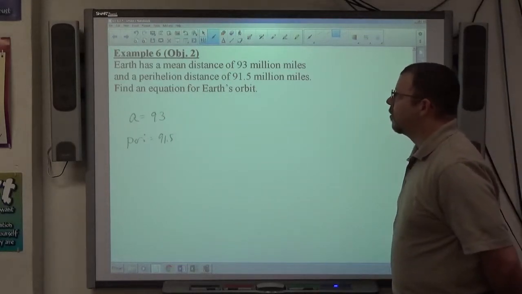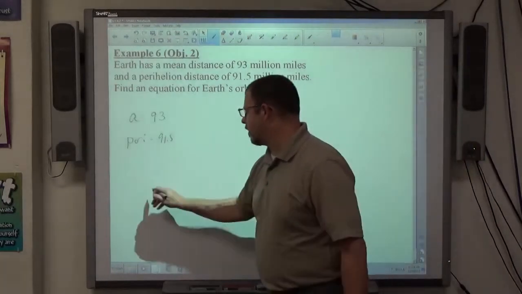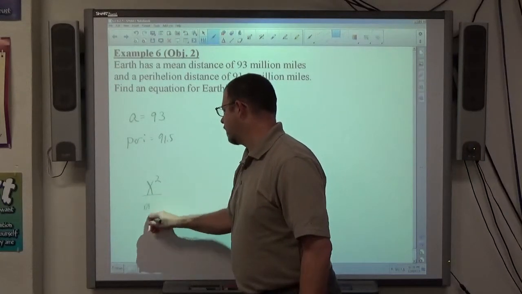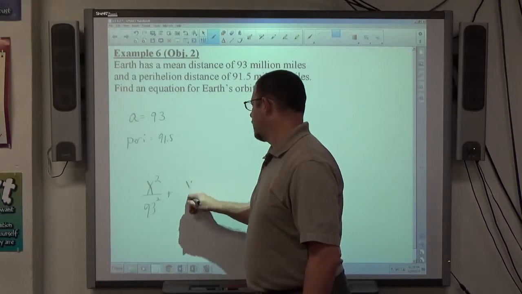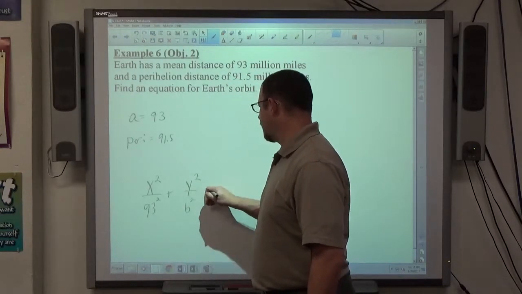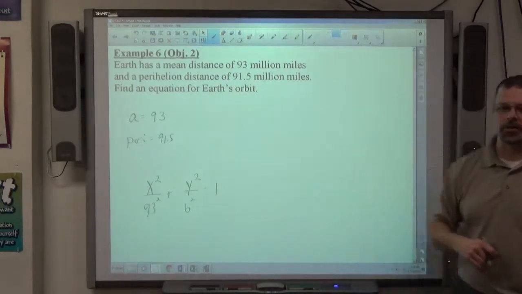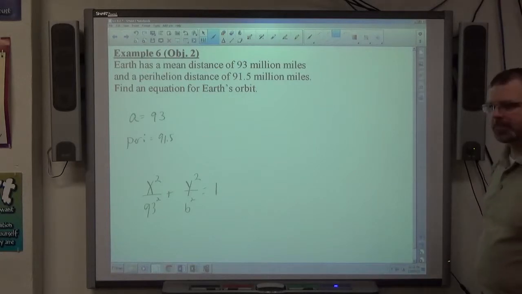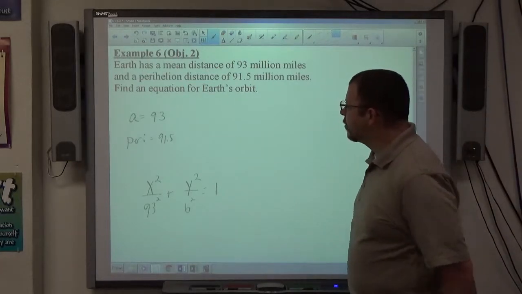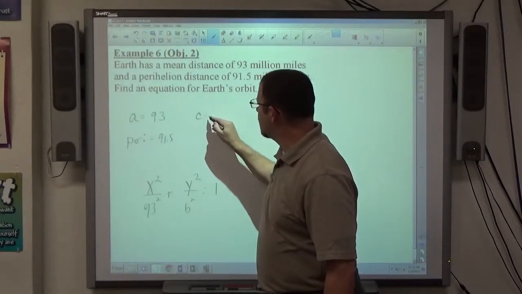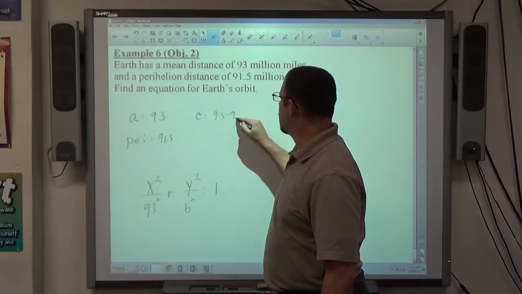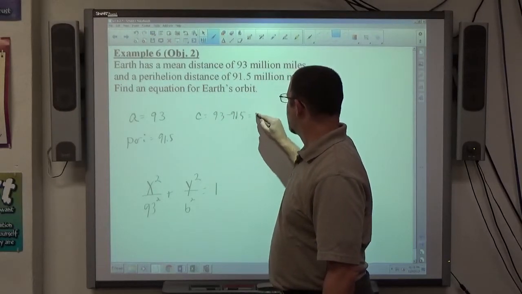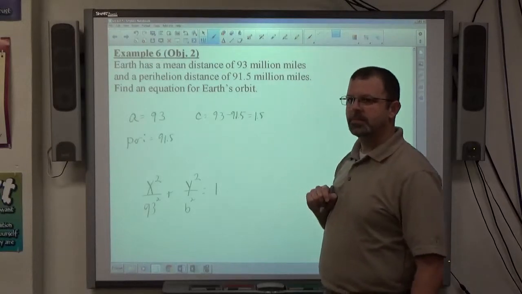Find the equation for the Earth's orbit. Immediately I know it's x squared over 93 squared plus y squared over b squared equals 1. Before I go any further, I immediately know that much. Since they told me the mean distance, I know that A is equal to 93, and we're squaring that. I also know that the value of C is going to be 93 minus 91.5, which is 1.5 million miles.